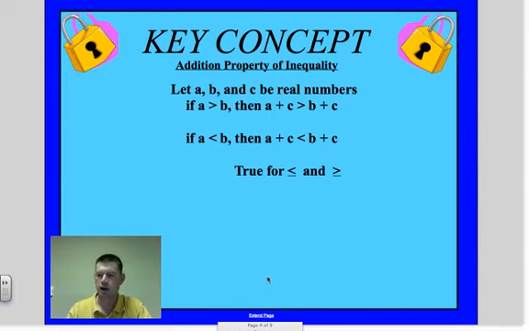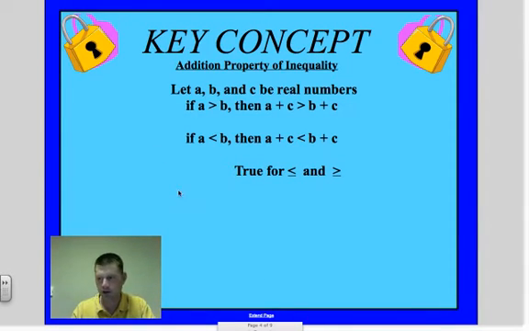Okay, the first key concept we have is: let A, B, and C be real numbers. If A is greater than B, then when we add C to both sides, it's going to remain the same. A plus C is greater than B plus C. So very much the same as equal signs. If you do it to both sides, everything stays the same. If it's the other way, A is less than B, same thing applies. A plus C is less than B plus C. And this holds true for less than or equal to or greater than or equal to.